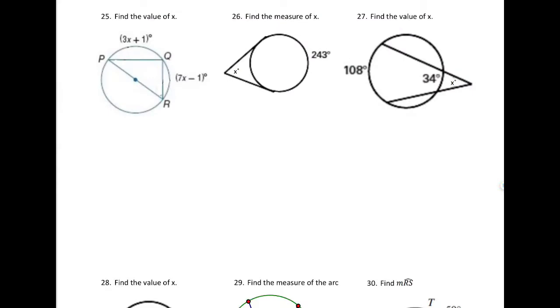All right, so next, number 25. Key here is noticing that PQ and QR together form a semicircle since we have a diameter here. And you should know that a semicircle is 180 degrees because it's half a circle. So that means that this plus this has to add up to 180 degrees. So similar to the last problem, you have to show two things add up to 180 degrees. And then we solve it just like the last problem.